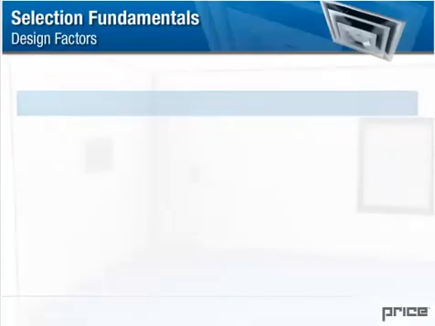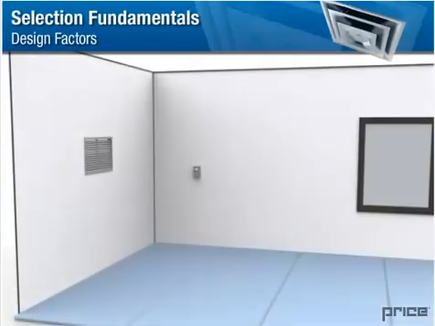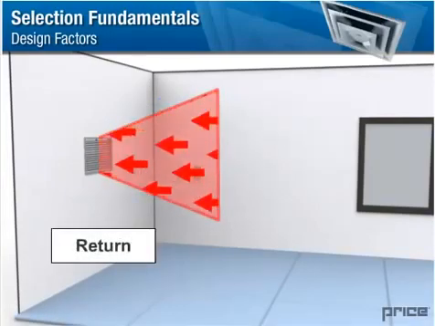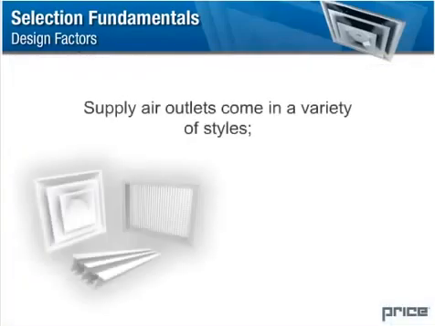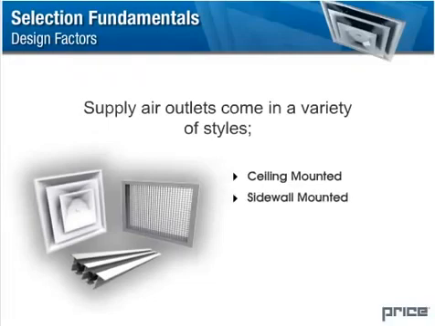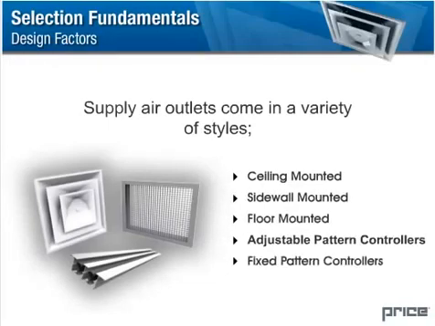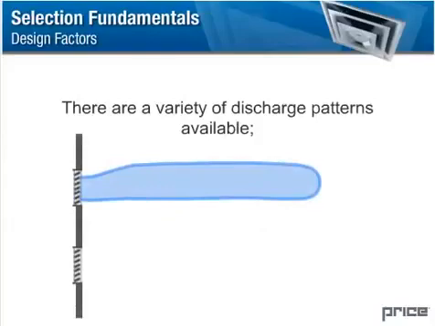Function. The most obvious question is that of primary function. Will the air outlet be used to supply air to the room or return air from the room back to the air handling system? Supply air outlets come in a variety of styles: ceiling mount, sidewall mount, floor mount, adjustable pattern controllers, fixed pattern controllers. There are a variety of discharge patterns available, some with long throws, some with short throws.